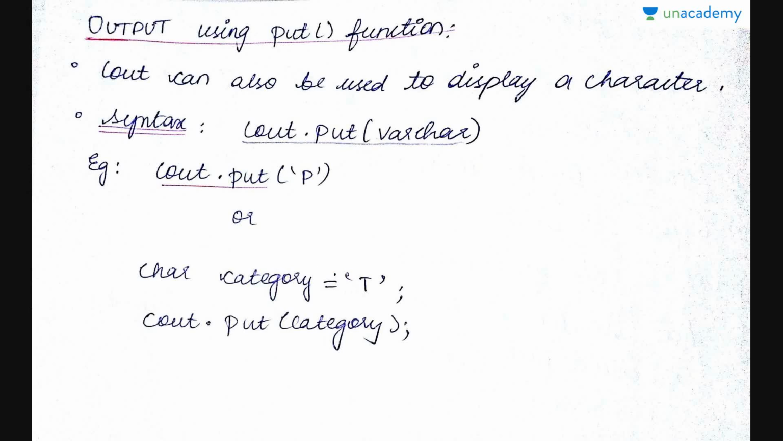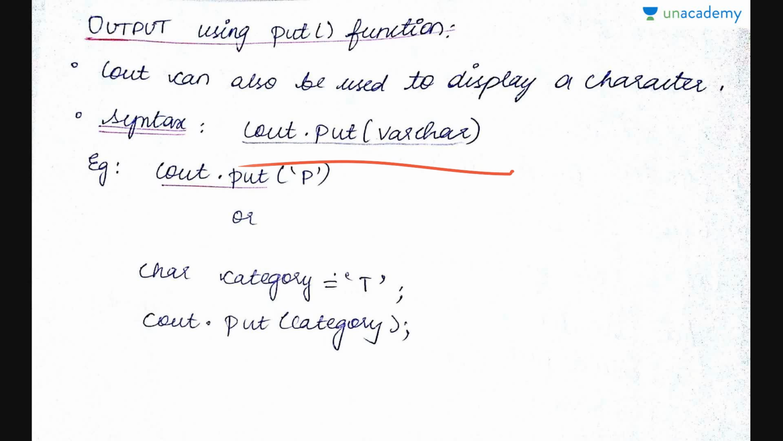Next we have the put function. Cout can also be used to display a character. Like we said that input is associated with get, output is associated with a word called put. So there is another function called put, which is used to display a character. Let us see the syntax of it. It is cout.put within parentheses varchar.